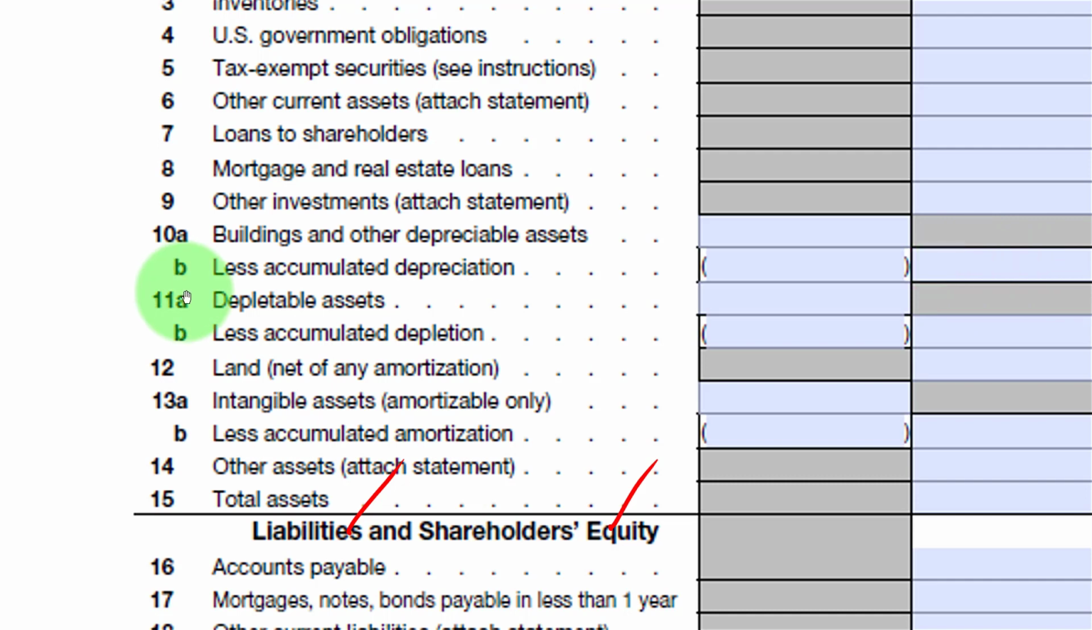Likewise, in line 11A and B, you would see the cost of depletable assets less the accumulated depletion. Also, line 13A and B would be the intangible asset initial basis minusing out the accumulated amortization. And again, the difference would be put in this right-hand column, the adjusted basis added to all the other assets of the company.